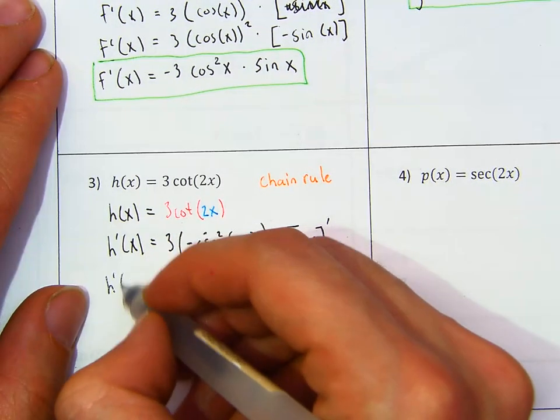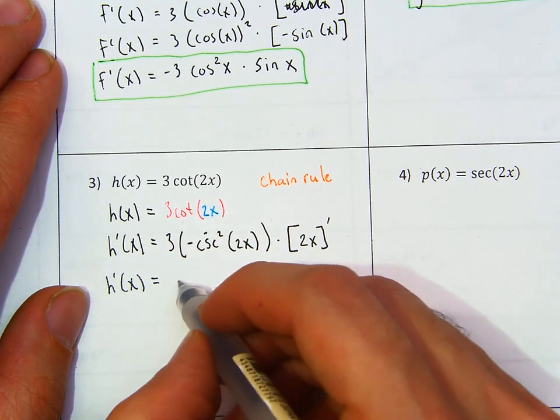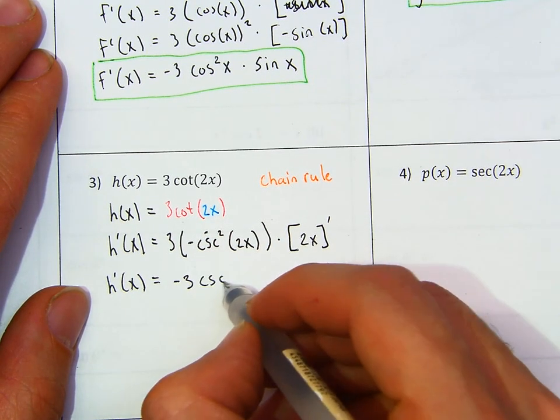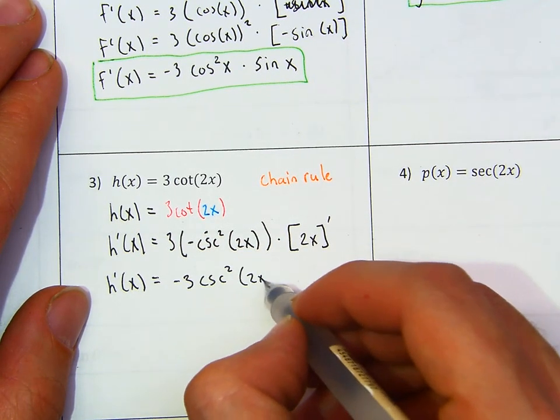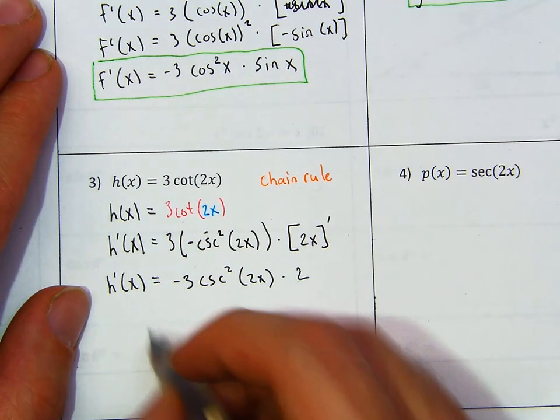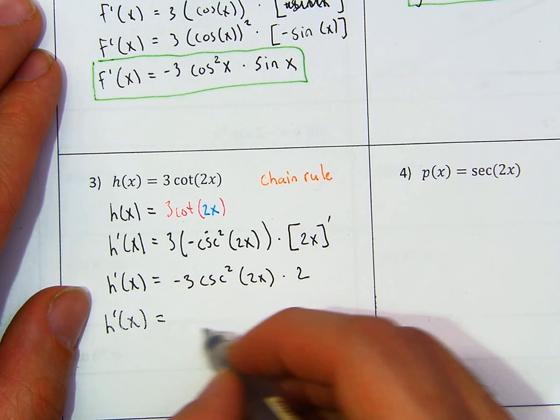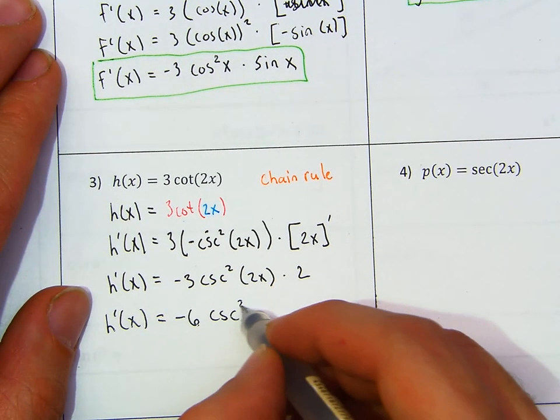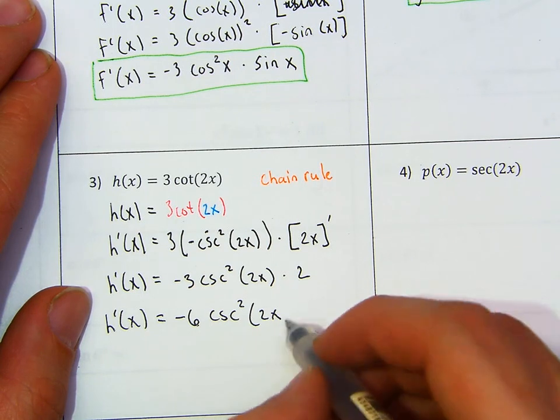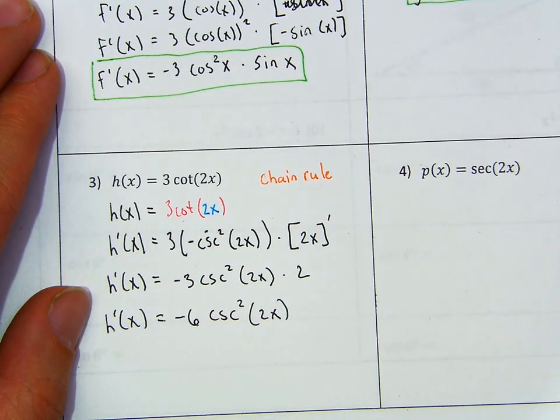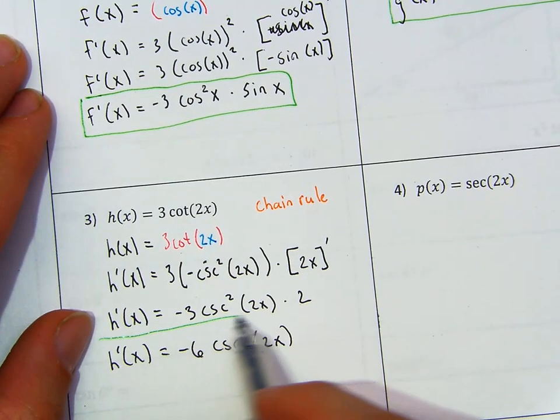So now we have h prime of x is equal to negative 3 cosecant squared 2x times 2. So h prime of x is equal to negative 6 cosecant squared of 2x. And then bam, this one is done. Okay.